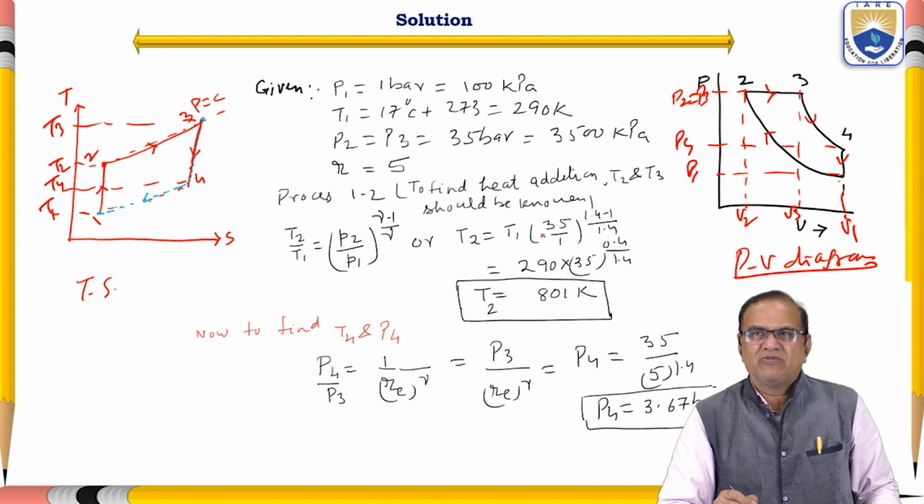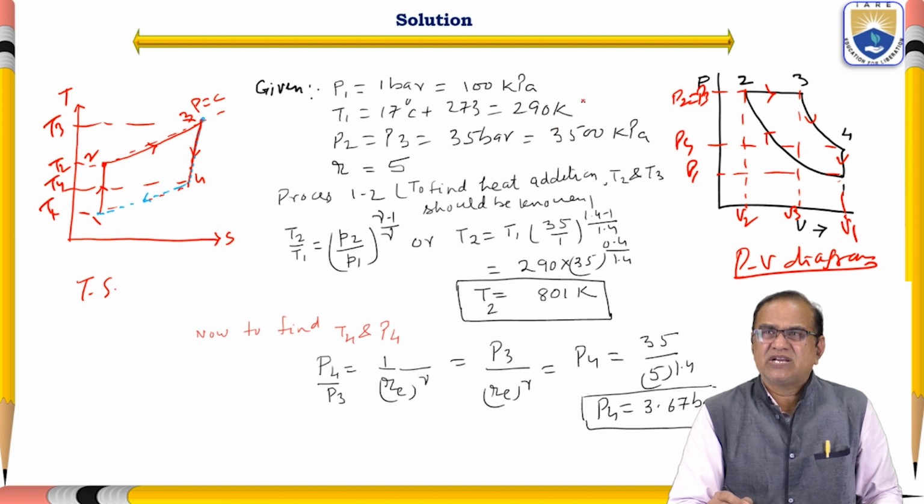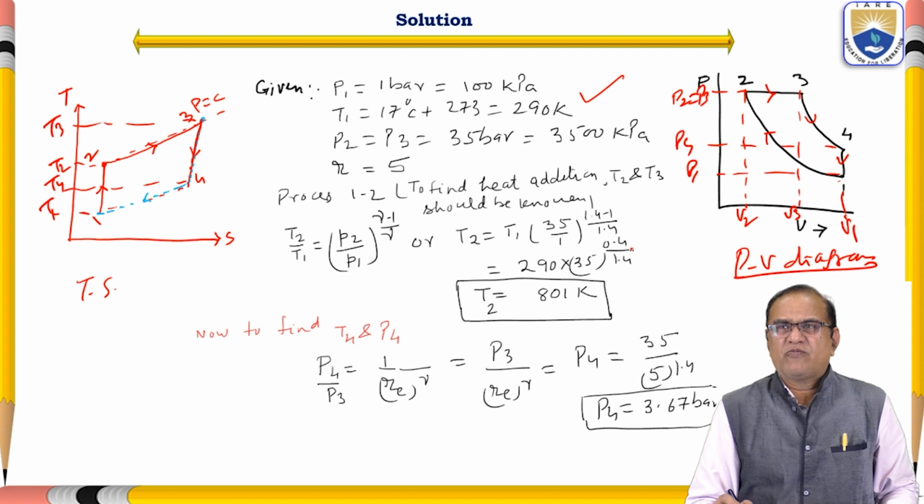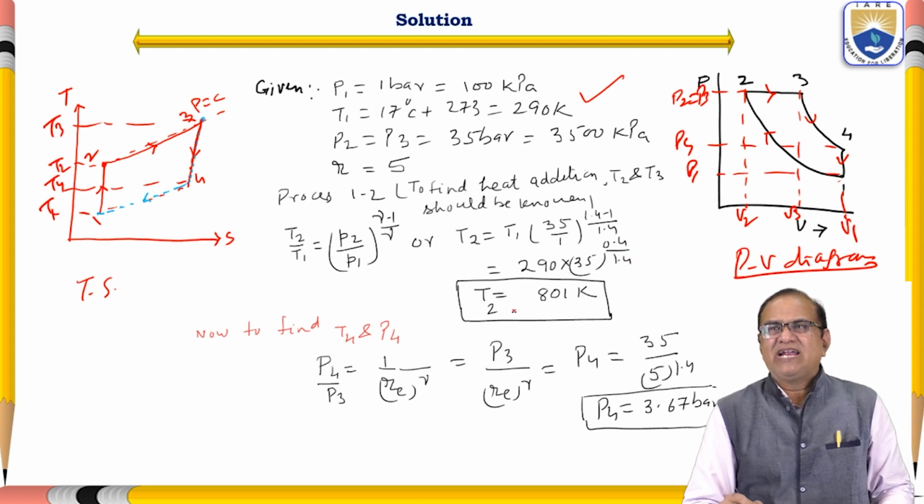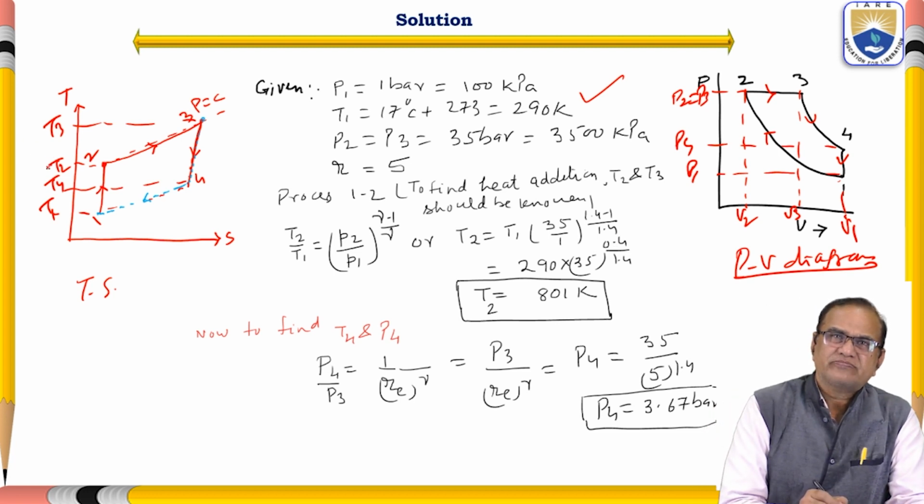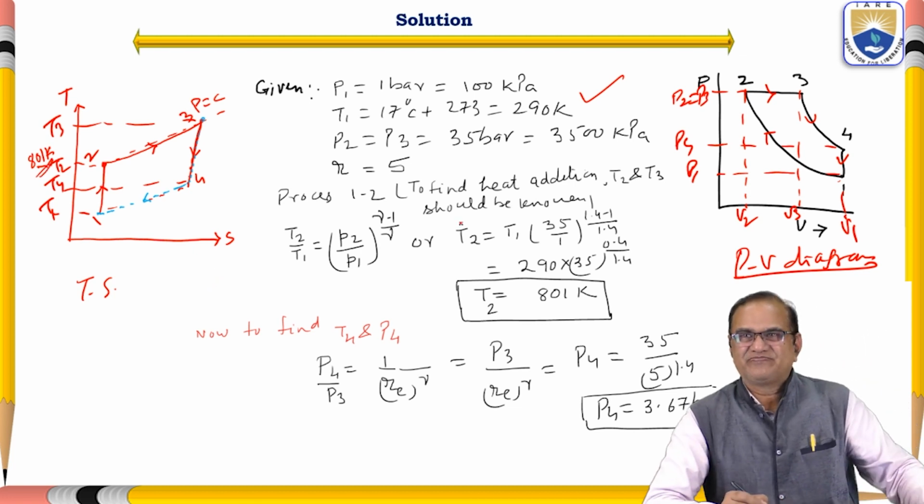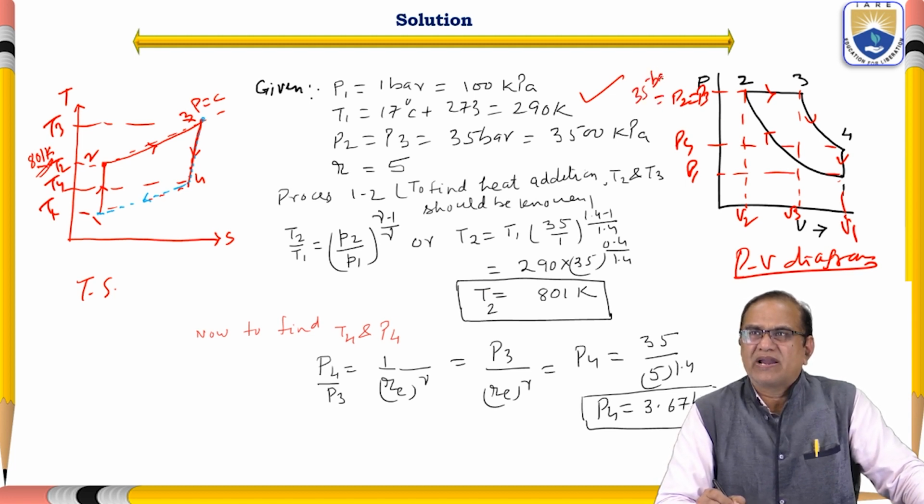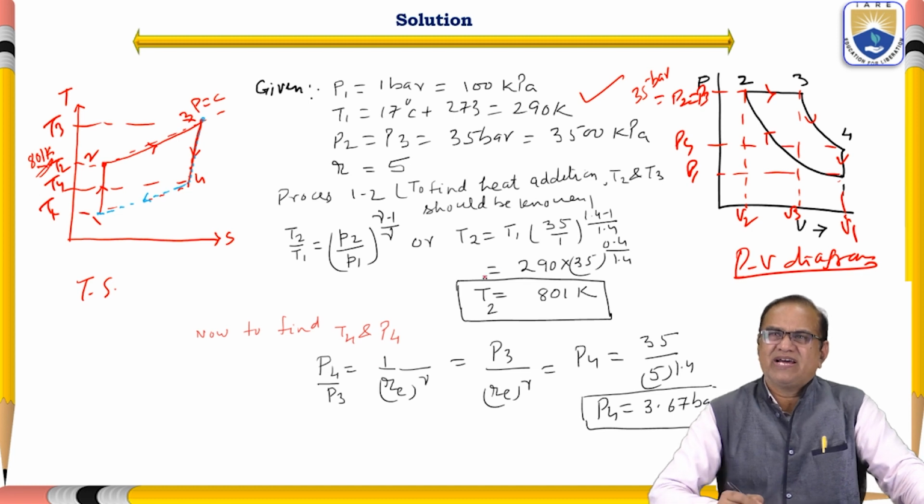So T2 is equal to T1 into 35 by 1, to the power of 1.4 minus 1 divided by 1.4. So here T1 is 290. So 290 into 35 to the power 0.4 by 1.4, and you will get T2 is equal to 108 Kelvin. So I am writing here 108 Kelvin. In this TS diagram only we can write it clearly. So now this is P2 is equal to 35 bar. So now we got the T2.